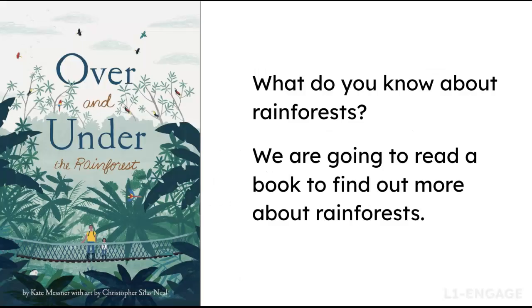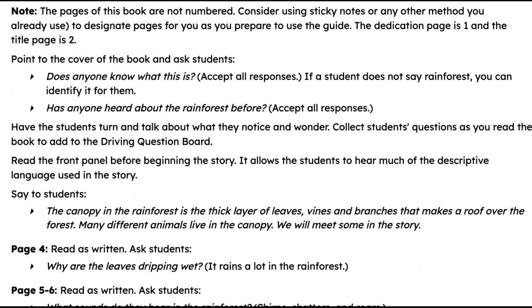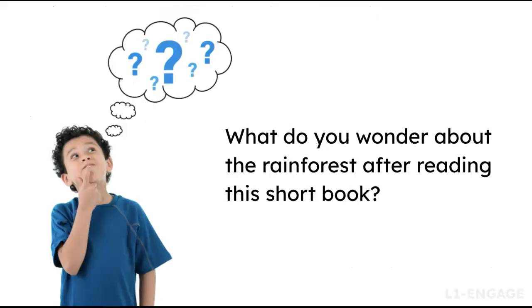You'll then ask students what they know about the rainforest and then read Over and Under the Rainforest. Be sure to use the Read Aloud Guide for questions and key points through the reading. You'll then allow students to turn and talk to discuss their observations from the reading. As students are sharing their observations and questions, you'll provide them with the sentence stem, "Now I'm wondering about," to model how we can use observations to develop questions.